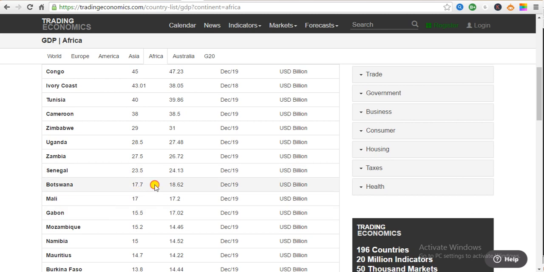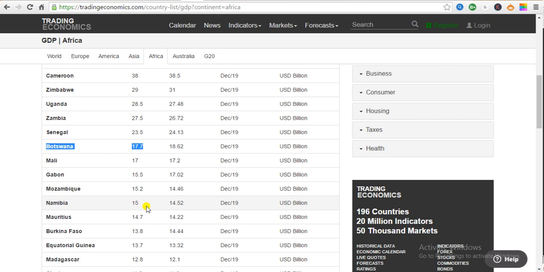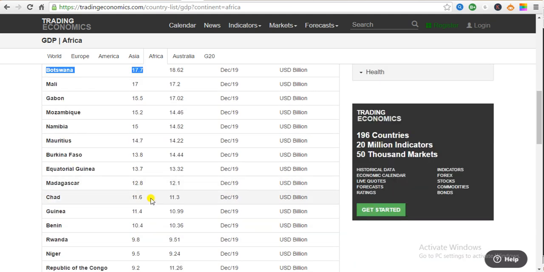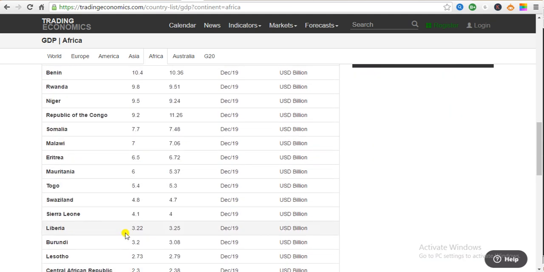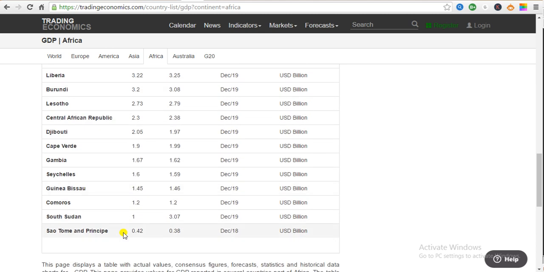But all of these are now a bit on the smaller side. But Botswana, it's an interesting one to watch. Namibia, pretty small but interesting to watch. And the smallest economy is Sao Tome and Principe, which is okay, 400.42 billion. And then South Sudan, wow, this is not good.